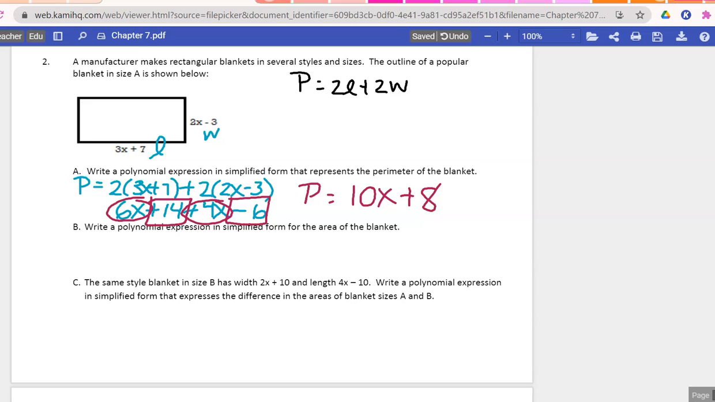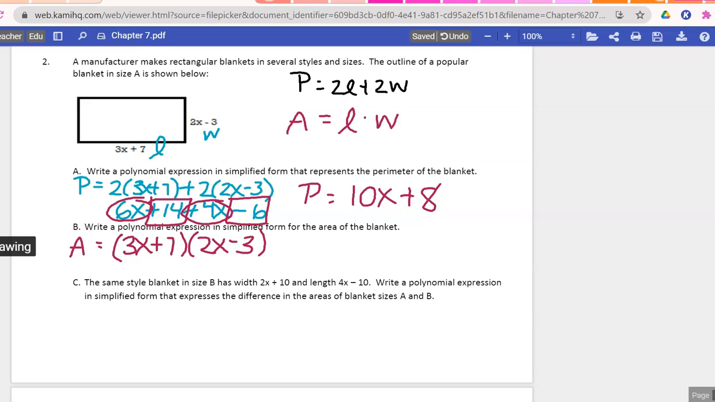Second part of this asks you to write a polynomial expression in simplified form for the area of the blanket. Area of a rectangle, remember, is length times width. So to find the area here, we're going to multiply together 3x plus 7 and 2x minus 3. So you're multiplying two binomials here. You can use your choice of methods, the box method, the distributive property, or FOIL. Whatever makes you happy is fine. I'm going to use FOIL.